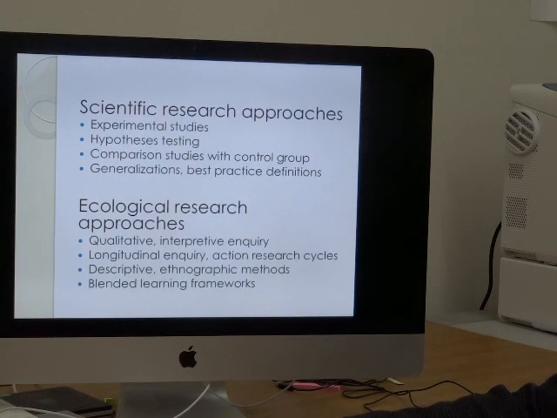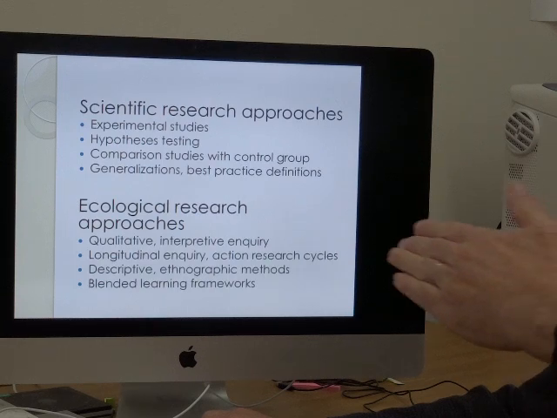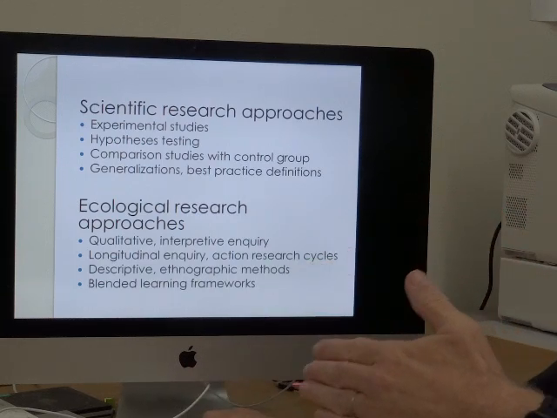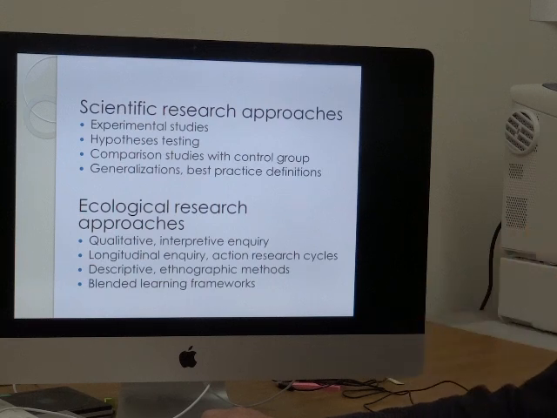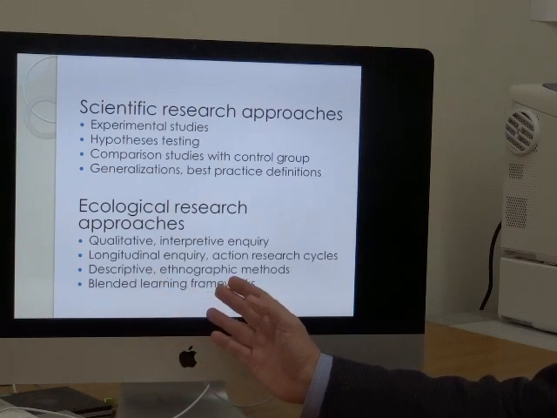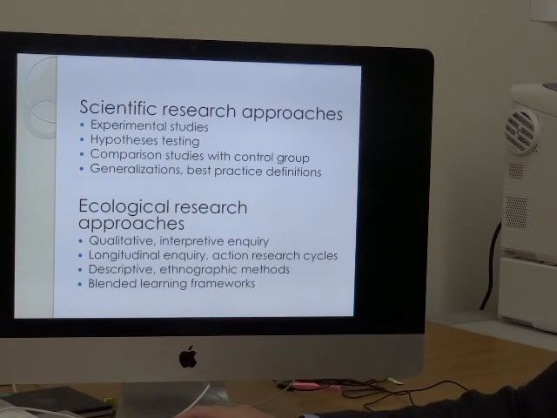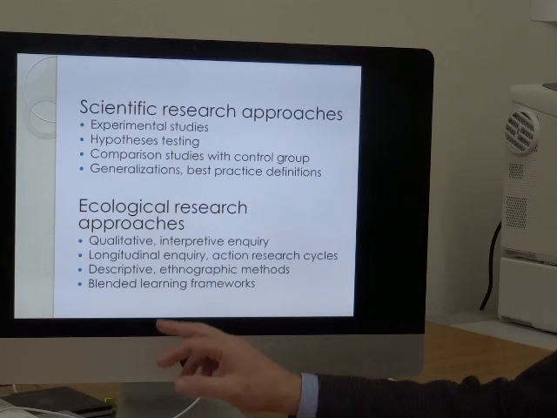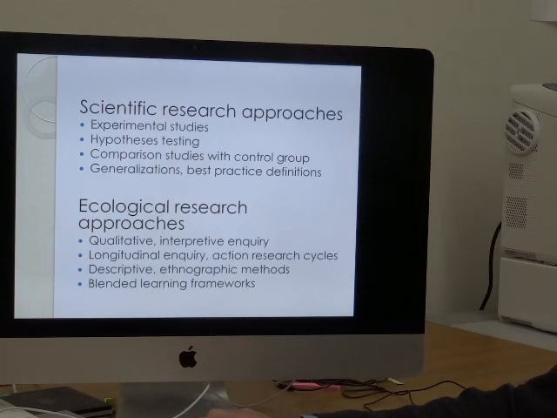So the scientific research approach promotes hypothesis testing, experimental studies, comparison studies. But ecological research approaches are more qualitative, interpretive. They're longitudinal. They're looking at action research cycles over many years. So it's not just a trendy innovation, but something that has been tested over time. They're descriptive, using ethnographic techniques of thick description. And we look at blended learning frameworks.